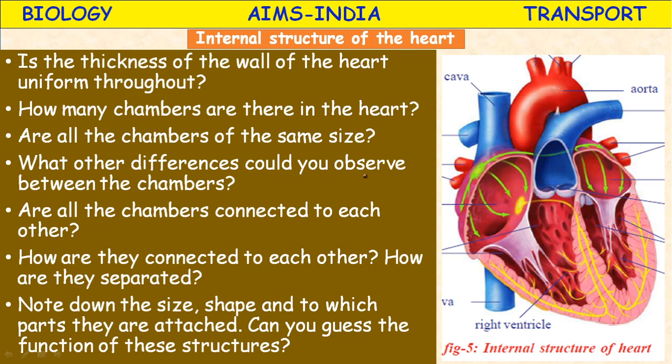What other differences could you observe between the chambers? Other differences are in receiving the blood. Always remember, in the three-dimensional image, your left-hand side represents the right chambers and your right-hand side represents the left chambers. This is the right auricle. The right auricle receives deoxygenated blood from all parts of the body, and the left auricle receives oxygenated blood from the lungs.